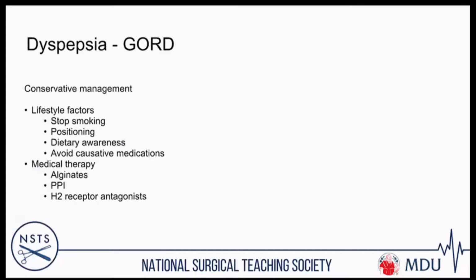So your conservative management, I think being a surgeon, it's not my cup of tea, this sort of stuff, but it does help, especially from a clinic point of view, or if you've got a patient who's not fit for surgery. Lifestyle factors: stop smoking, making sure they sleep in a fairly upright position, be aware of which foods cause the reflux, spicy foods, curries, caffeine, unfortunately all the fun stuff, alcohol. And then you can try your medical therapy: alginates, like Gaviscon, PPIs, H2 receptor antagonists.